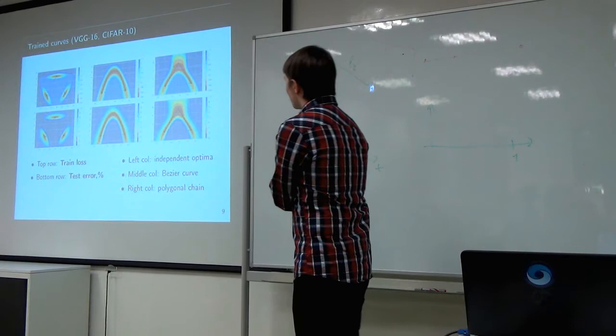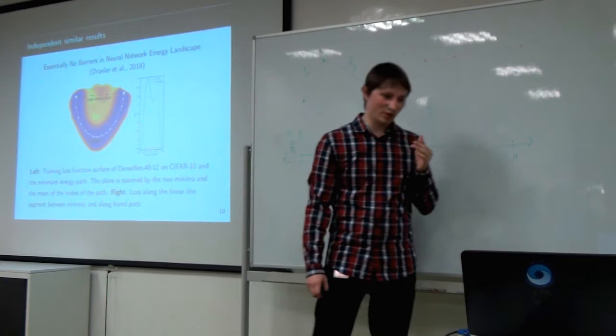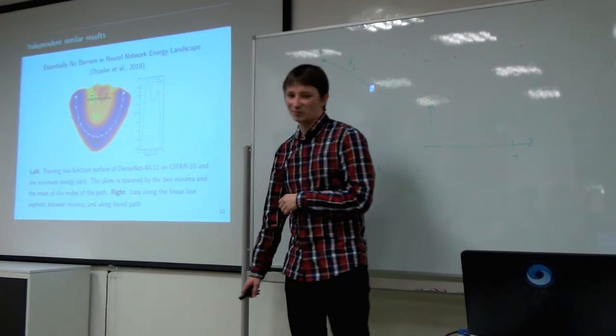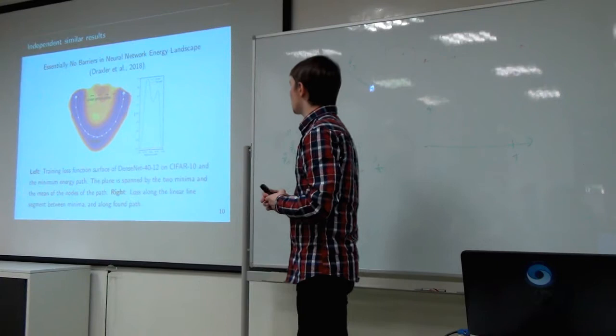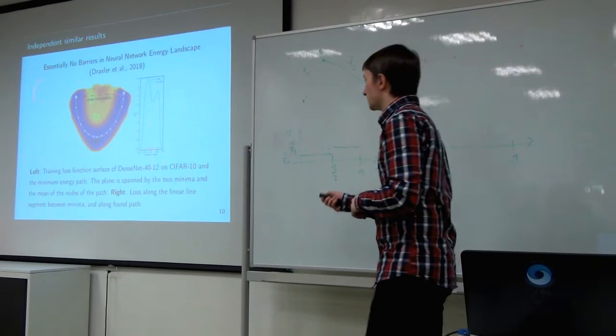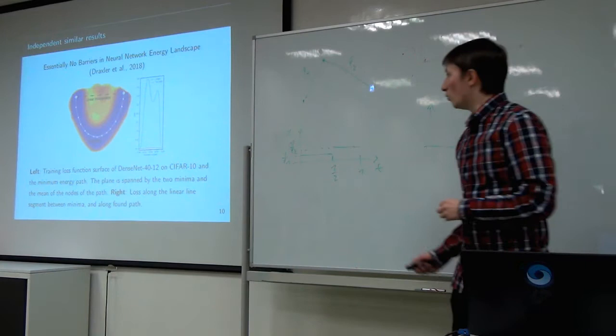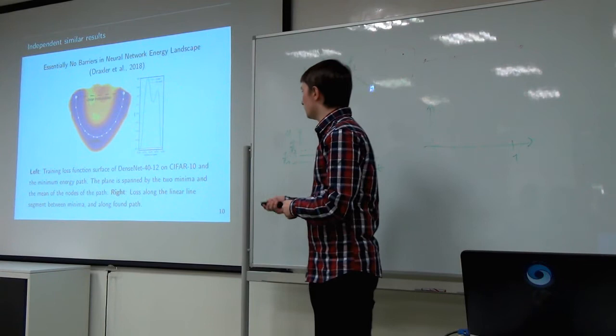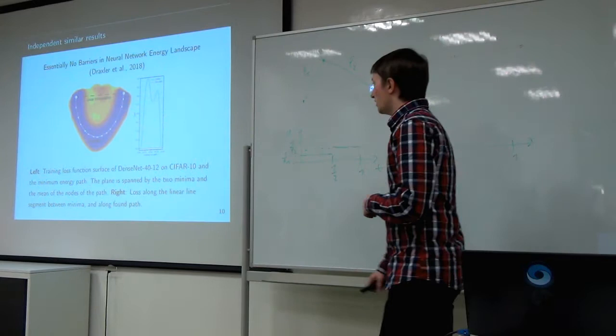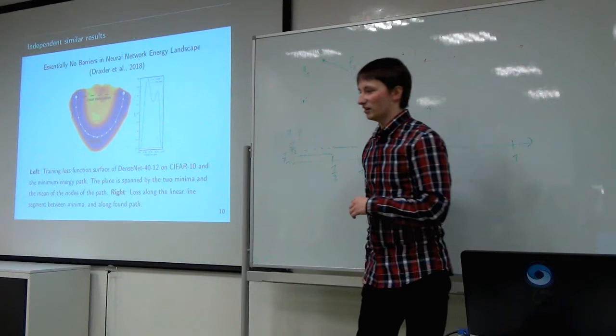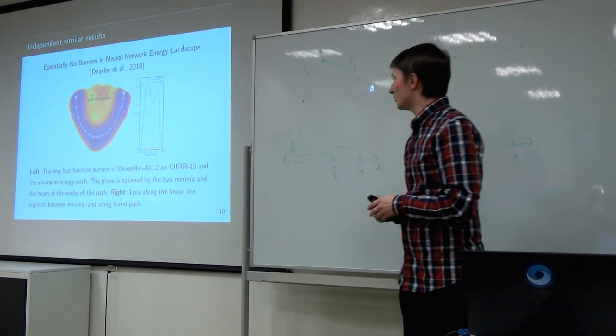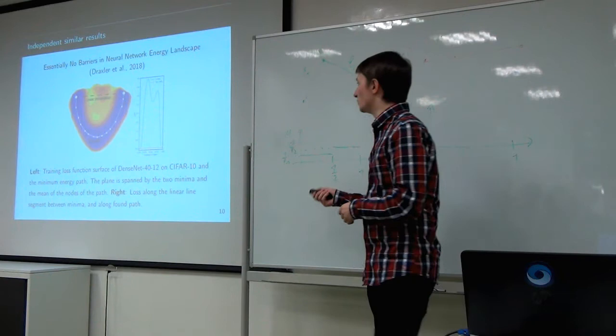Just three days after we published our results on the archive, it turns out that similar results were independently obtained by another research group. There is a paper, "Essentially No Barriers in the Neural Network Energy Landscape" by Draxler et al. And they provide another method for connecting optima in the weight space. We find curves in the form of polygonal chains with multiple bends. And for finding these curves, they use an algorithm that was originally proposed for finding low energy paths in molecular chemistry. It's like every group used the tools that they know how to use. So we work with stochastic optimization, this group works with tools from computational chemistry.